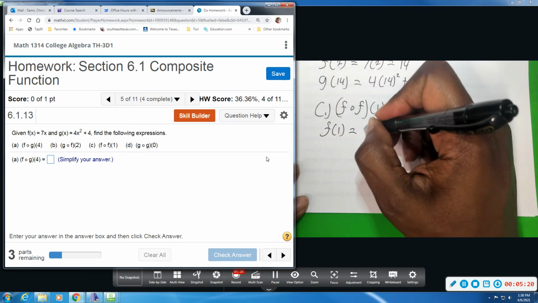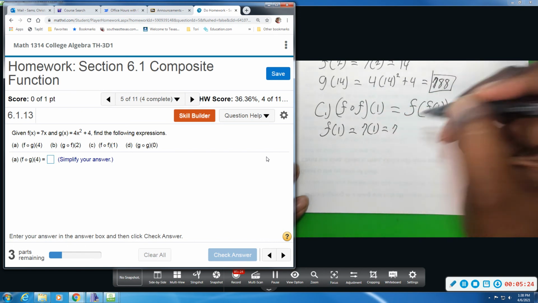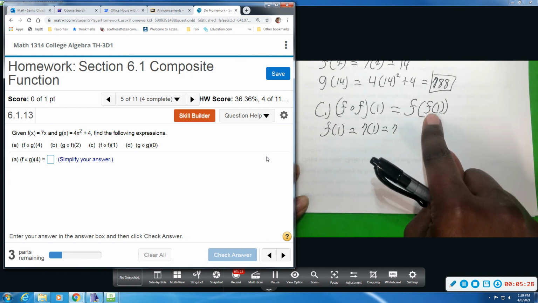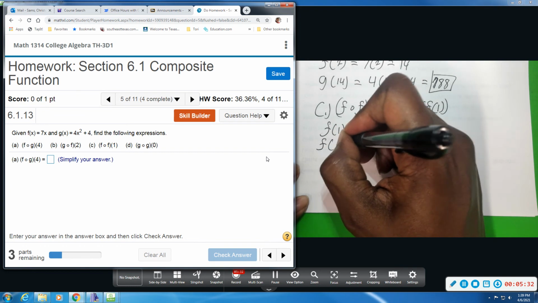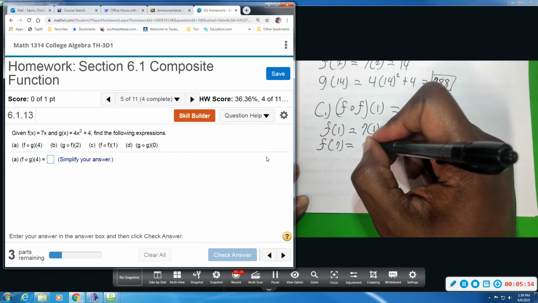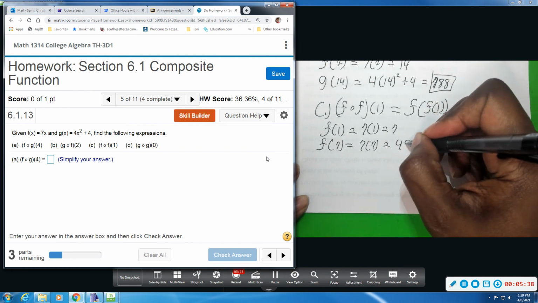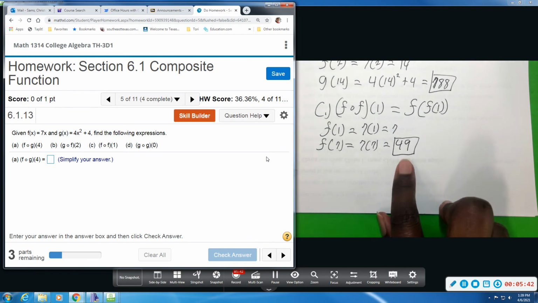For f of 1, we're going to take our 7 and plug in a 1 for x. So that gives us 7. So f of 1 equals 7. So we're going to replace this with a 7. Now we're looking for f of 7, and that gives us 7 times 7, which is 49. And those numbers are quite small, so that one should be okay.